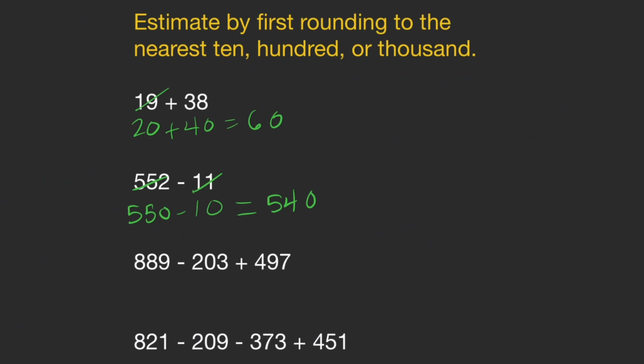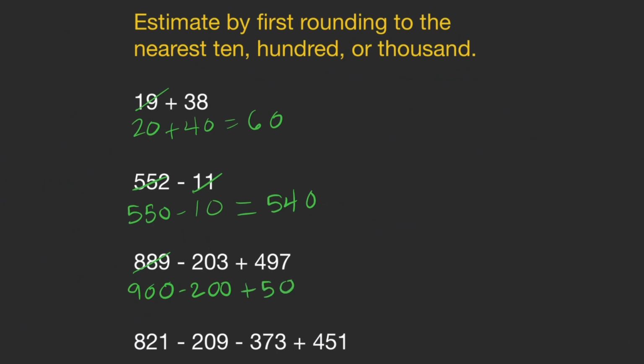All right, 889. Now we're going to be subtracting first, and then we're going to be adding again. So we have three different numbers in this one. 889, let's round that to 900. Now again, you might be saying, well, DJ, why didn't you just round that one to 890? Well, I didn't round it to 890 in this case because we're going to be taking away larger numbers. In the previous one, we were only taking away 10, and it was easy to just take away 10 from the 550. All right, now I'm going to change 203 to 200. Let's round that. And then 497, that's going to round to 500.